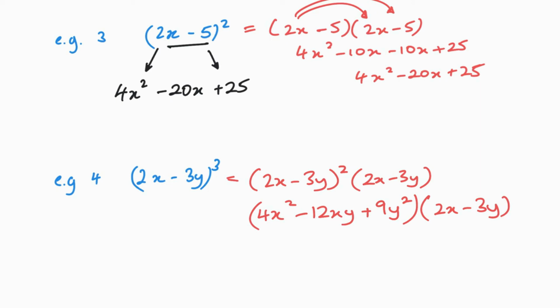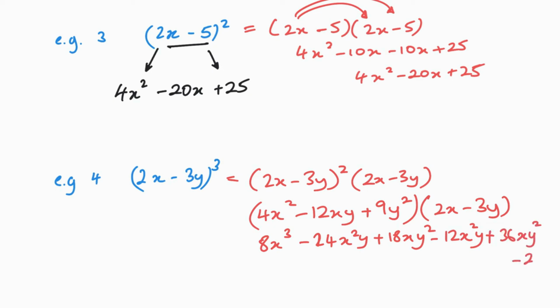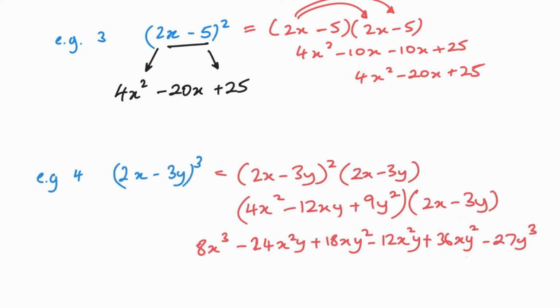So it should be quite straightforward. Multiply everything by 2x, so we get 8x cubed minus 24x squared y plus 18xy squared. And then multiply by the 3y, minus 12x squared y plus 36xy squared minus 27y cubed. I'll just sort that bit out. That's better. And let's simplify.